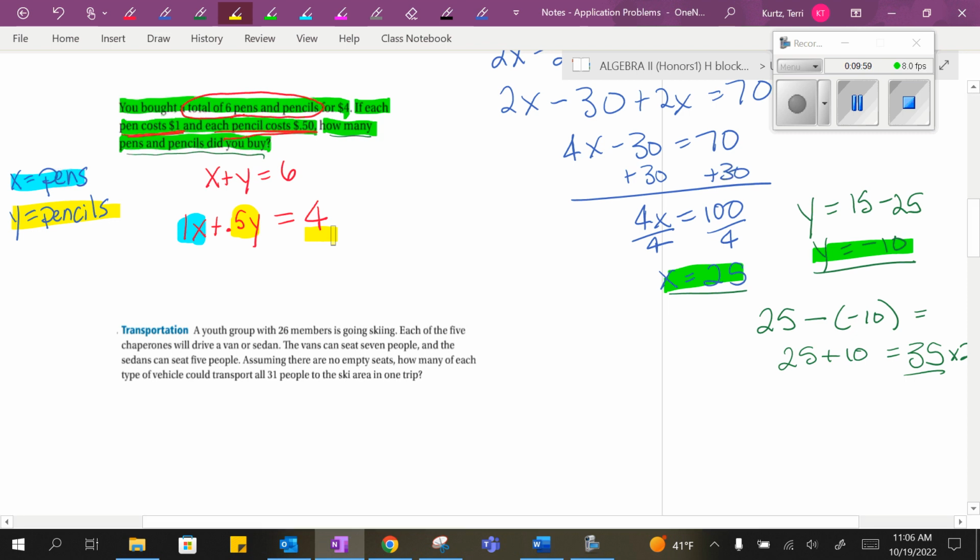Now when I look at these, I could do substitution. I kind of end up favoring elimination because I'm going to choose to just eliminate those x's by multiplying this top equation by -1. If I do that, I get negative x minus y equals -6. So when I add those two equations, my x's will cancel out. So my x's cancel out. 0.5y minus 1y is going to give me negative 0.5y.